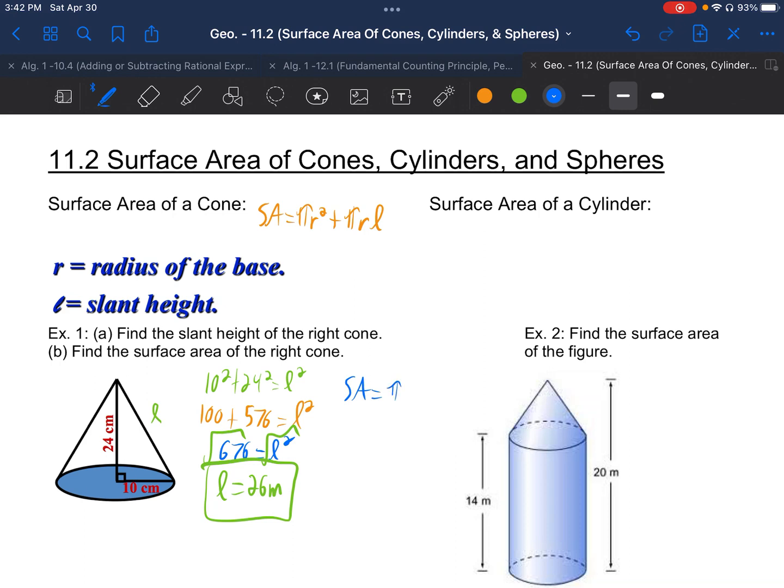Surface area is equal to pi r squared. Remember, r is 10 right here as a radius. The circle, point on the circle to anywhere to the center. So pi times 10 squared plus pi times 10 times 26. And you can type this all in your calculator if you want. Or if we want exact answers, which sometimes we do want answers in terms of pi or not rounded, we take 10 squared and get 100 pi, and we take 26 times 10 and get 260 pi. And we'd add those up and we get 360 pi square centimeters.